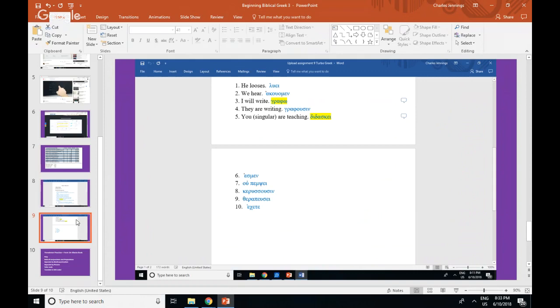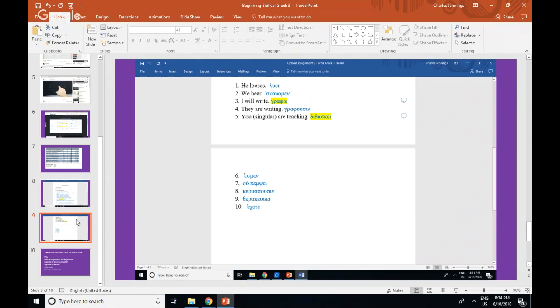And you'll see this if you looked at the other videos. Grapho is present active indicative. It's not future. If it was a grapho with the psi, I think it is, then that would be future. But I got that one wrong. And then, so, you singular are teaching. I put the didaske, but that's he, she, it.